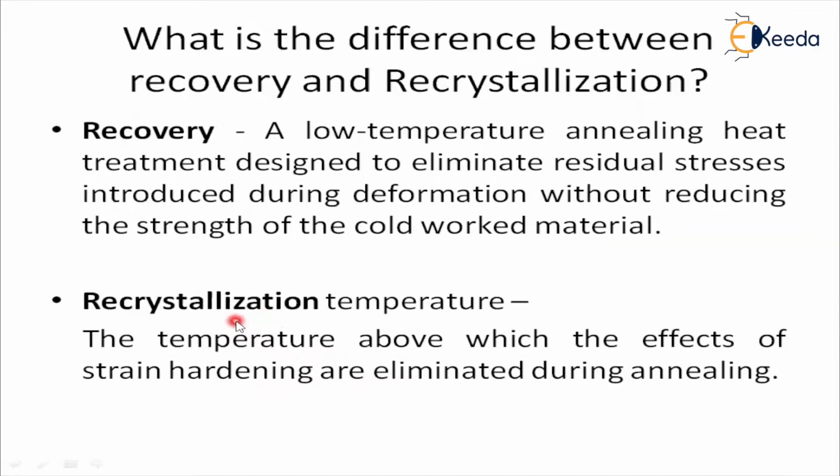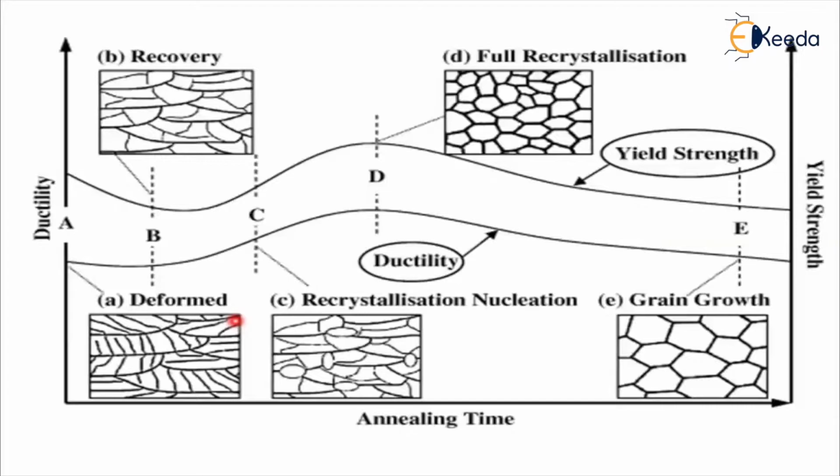So this is the main feature of recrystallization. You can observe with the help of some simple figure the various stages in the annealing process. This is the first microstructure. This is the deformed microstructure, that is, the cold worked material. This is the first stage at room temperature.